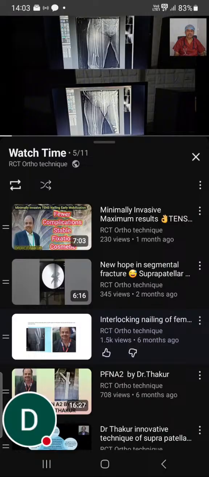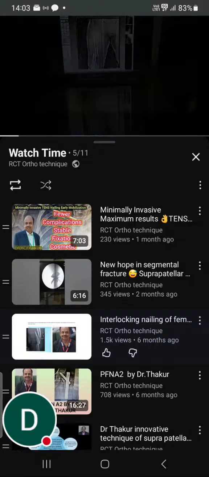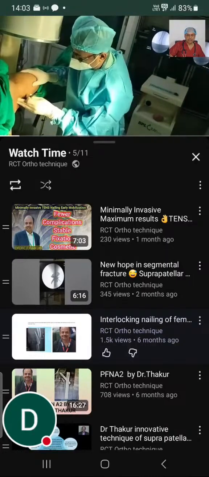This is the X-ray of the same patient having lower third short oblique type of fracture of the shaft femur. As you can see, in the other limb, the patient has been operated, that is interlocking nailing has been done 4 years back for the fracture of the shaft femur. So this time the patient had come to me for the lower third fracture of the shaft femur of the other limb. So let us come to the surgery.